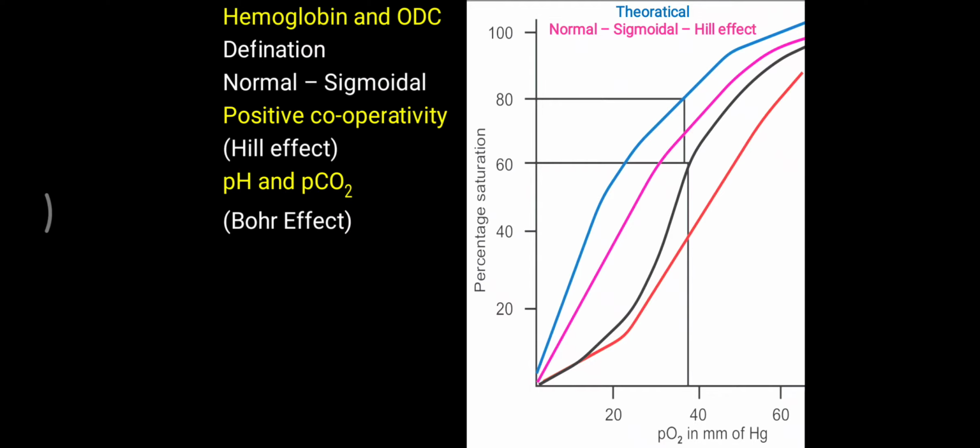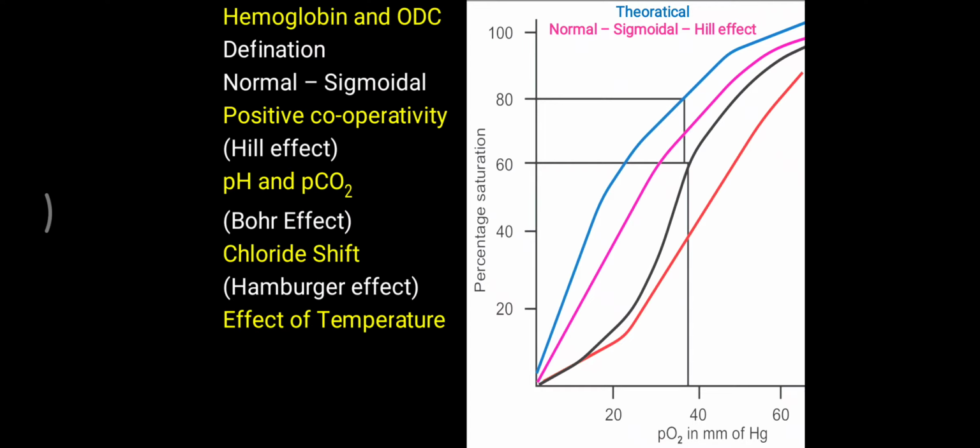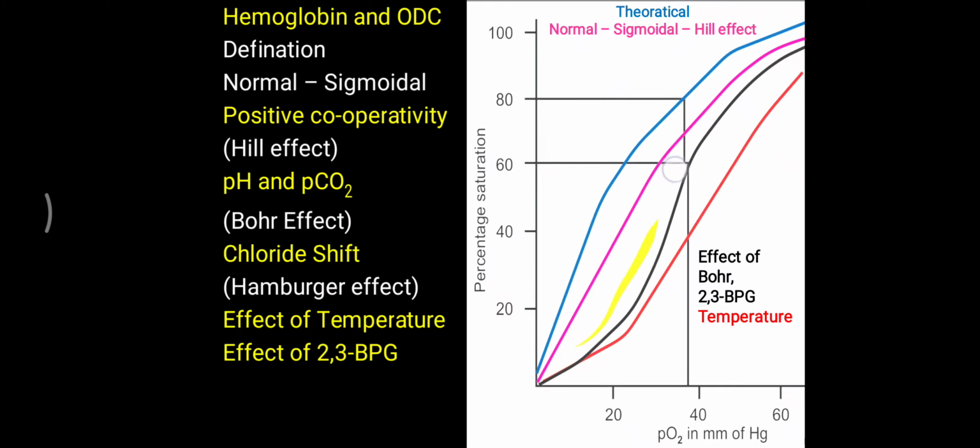Other things discussed in this video are the Bohr effect, which is affected by the pH and partial pressure of carbon dioxide. So the Bohr effect, as well as the chloride shift, which is called the Hamburger effect, as well as the effect of temperature and the effect of 2,3 bisphosphoglycerate, we will also discuss in relation to this oxygen dissociation curve. So we have said the first curve is the theoretical curve, second is the normal sigmoidal curve, and next the black color is showing the effect of the Bohr effect or the effect of 2,3 bisphosphoglycerate.